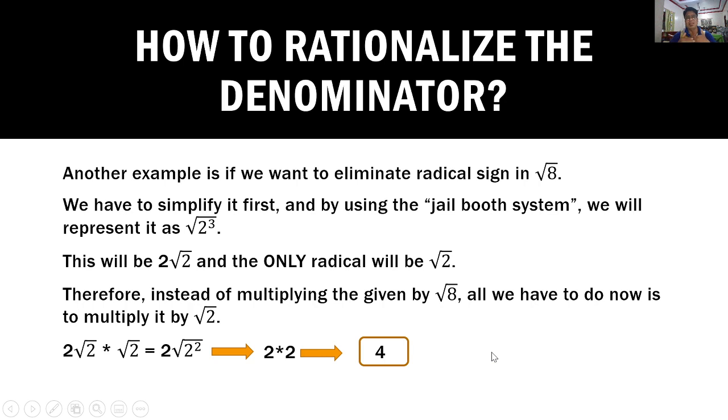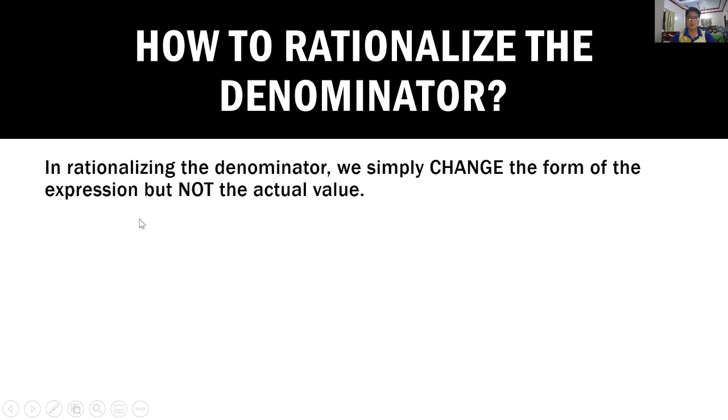Now, the reason why I'm showing this is that it will be the basis, the foundation, for what we will do in rationalizing the denominator. I'm hoping you're getting the gist of what we will do to remove the radical sign. Okay? Now, in rationalizing the denominator, we simply change the form of the expression but not the actual value. This is what I mentioned earlier when we compared. The form is different, but the value remains. The value does not change.